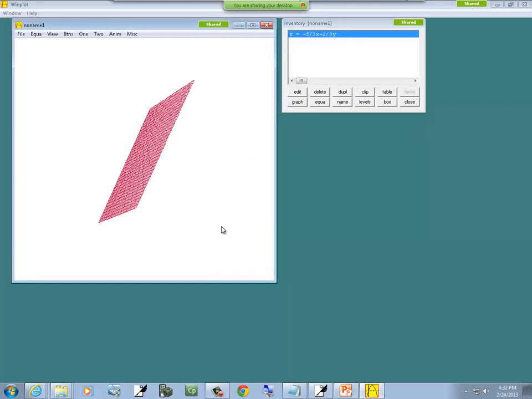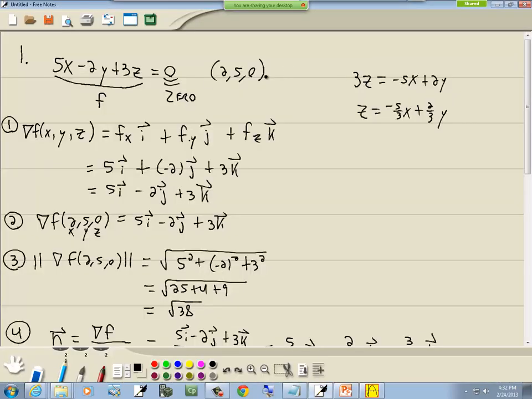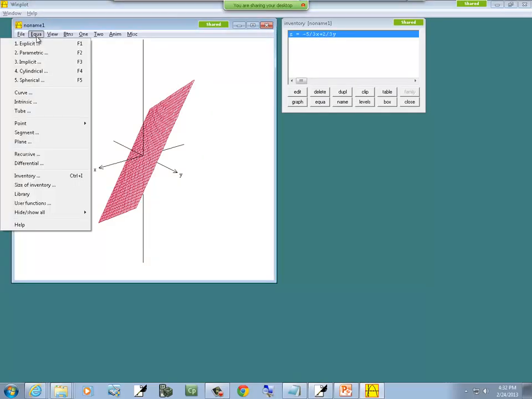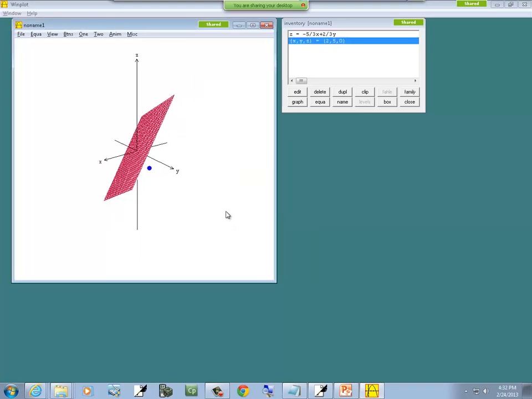And click OK there. And view axis. Let me put a point at where we're looking. We're looking at 2, 5, 0. So do an equation, point, Cartesian. I'll put in 2, 5, 0, and I'll choose solid. Now I'll make it 4 to make it a little bit bigger. And click OK.